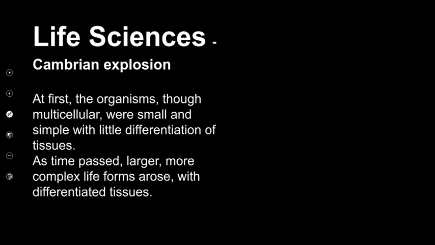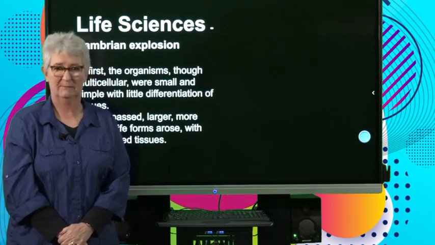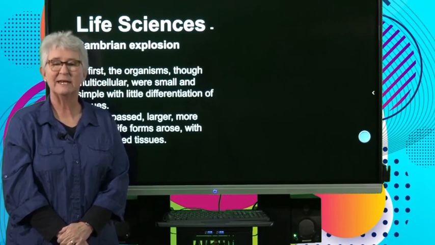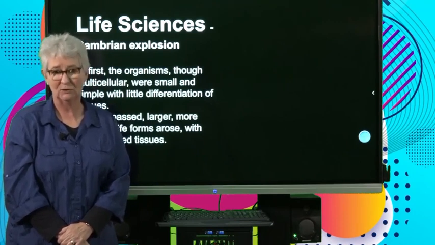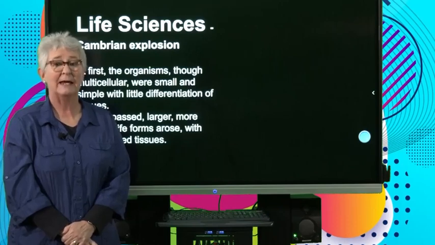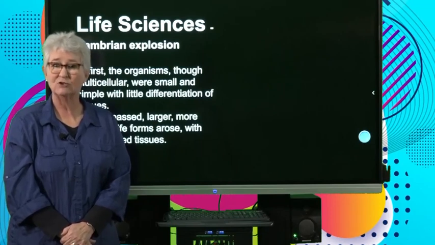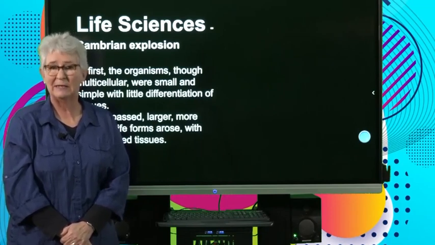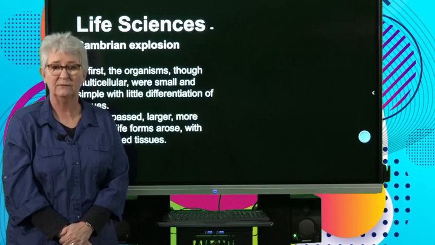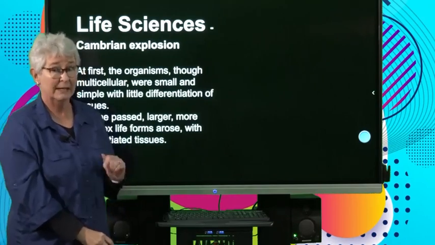At the start of the Cambrian Explosion, animals were simple. Even though they were multicellular, they didn't have very complex organs inside them. As time went by, the animals became larger, they developed complex tissues inside them, and they became a weird and wonderful array of living things, and we're going to be having a look at some of them later on in this lesson.